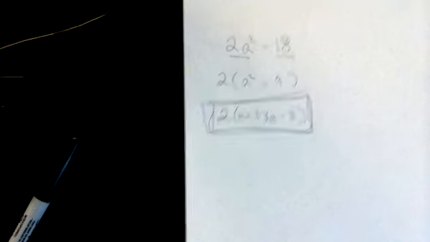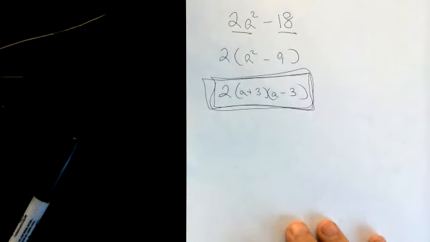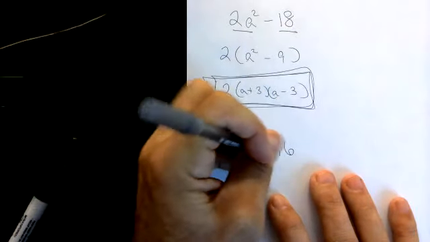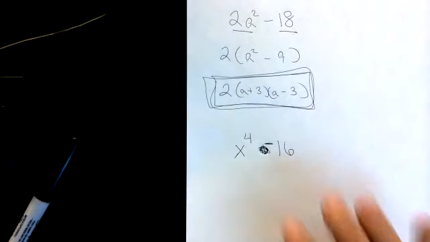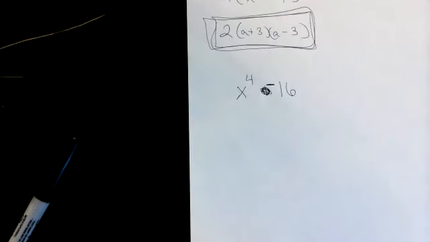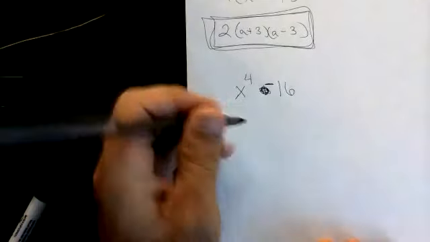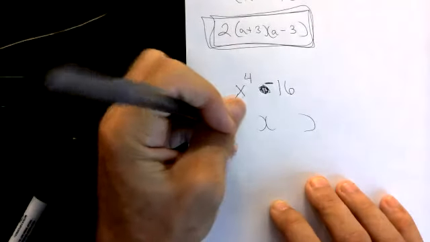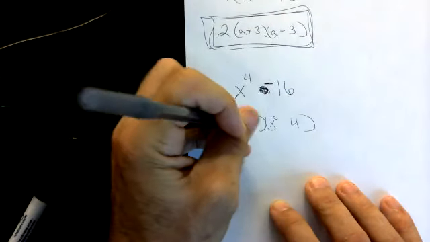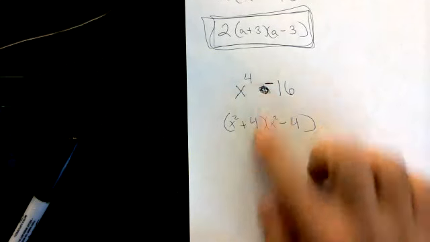Curveball number next is they may give you a problem that you'll have to factor more than once. For example, if they told you to factor x to the 4th minus 16. Well, x to the 4th is x squared times x squared. 16 is 4 times 4. Make one plus and make one minus. That's a good factored form.